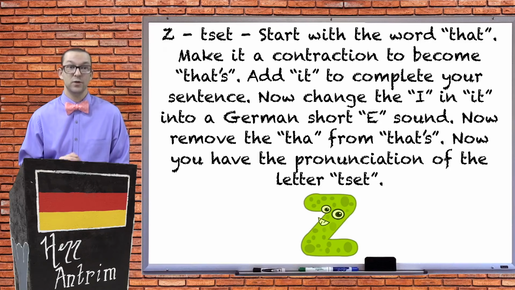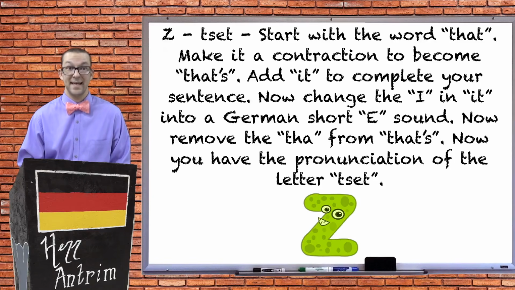Z. Start with the word that, then make it into a contraction, that's. Then add it to complete your sentence and say, that's it. Now change the I in it to a German E sound. Et. Now remove the THA from that's and you end up with ts. And now you have zet.